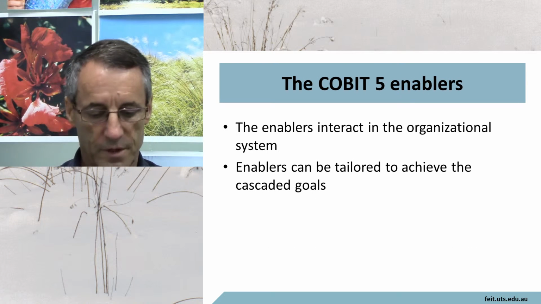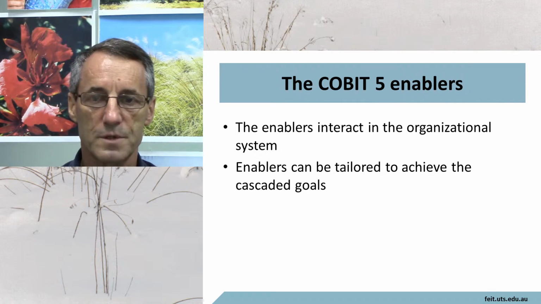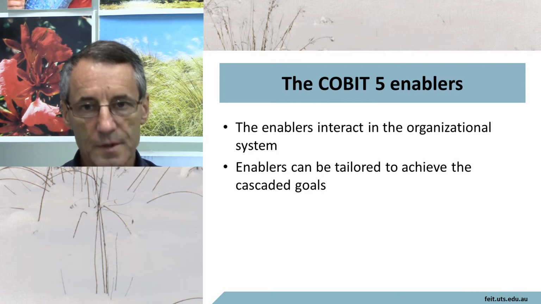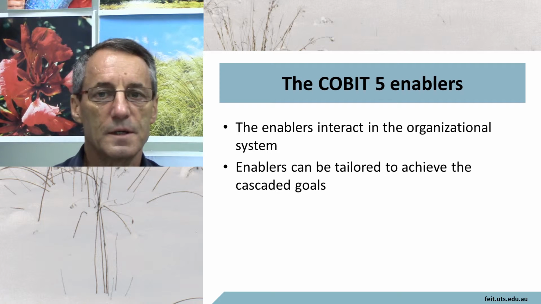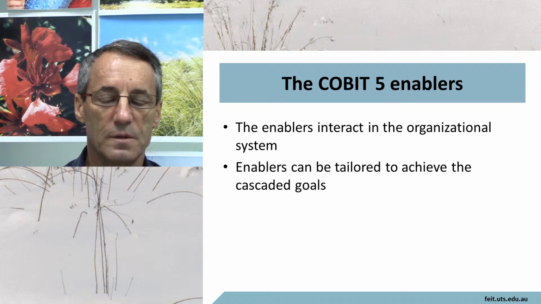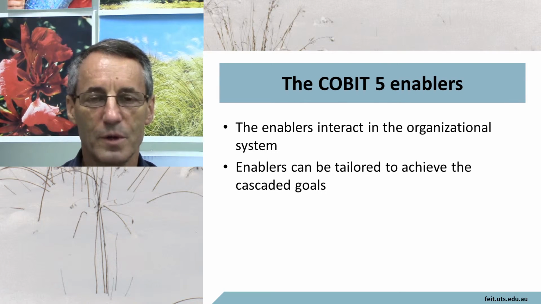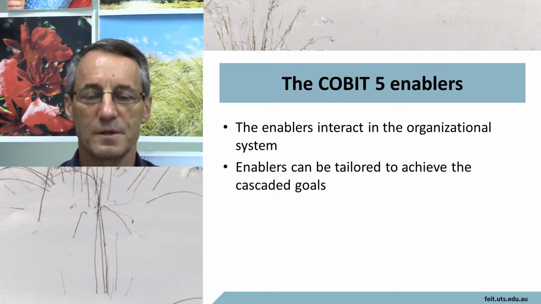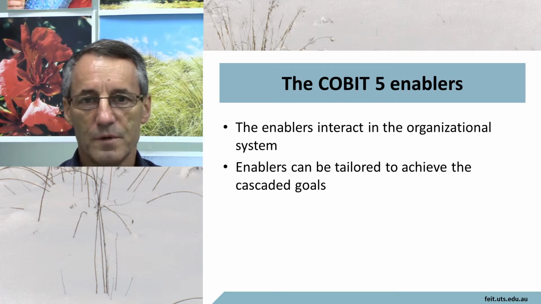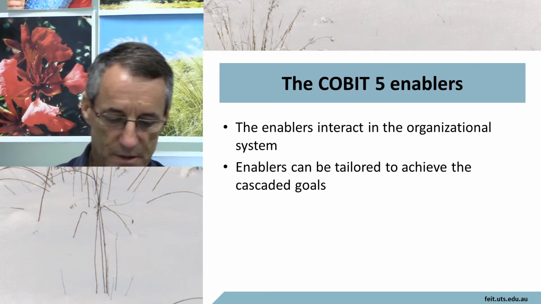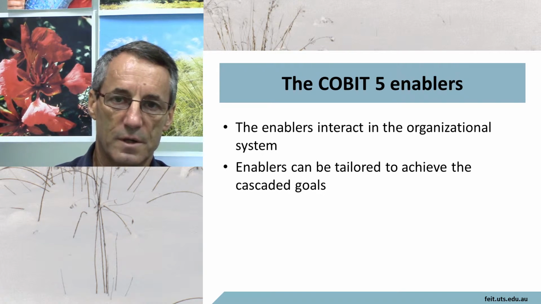The COBIT 5 enablers interact with the organizational system. That is, you won't get one enabler sitting there on its own, independent. They're not independent. They interact with each other, and they interact with the entire system. The enablers can be tailored to achieve the cascaded goals.